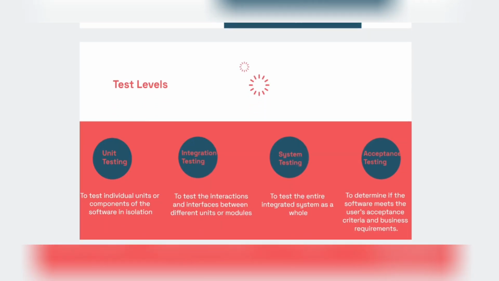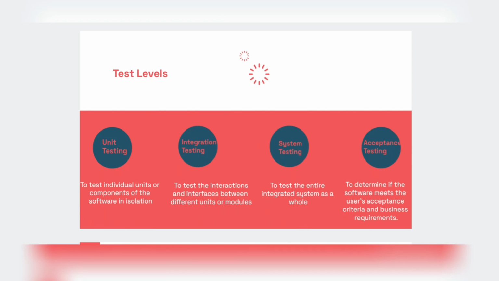Let's discuss some test levels. We have four major test levels: unit testing, integration testing, system testing, and acceptance testing. The first one is unit testing. So what exactly is unit testing? This level tests anything that is separately testable, the modules of the code, the classes of code, and so on. To test an individual unit or component of the software in isolation, that we call unit testing.